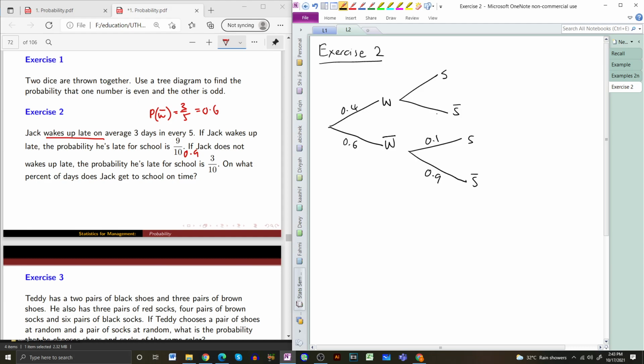If Jack does not wake up late, which means this one, on time, the probability he is late for school is 0.3. And this one should be 0.7. So let me recall. This one is the probability of W. This one is the probability of W bar. This one is the probability of S given W. This one is S bar given W. I don't have enough space, so I write here. This one is S given W bar. This one is W bar happening first, and S bar.